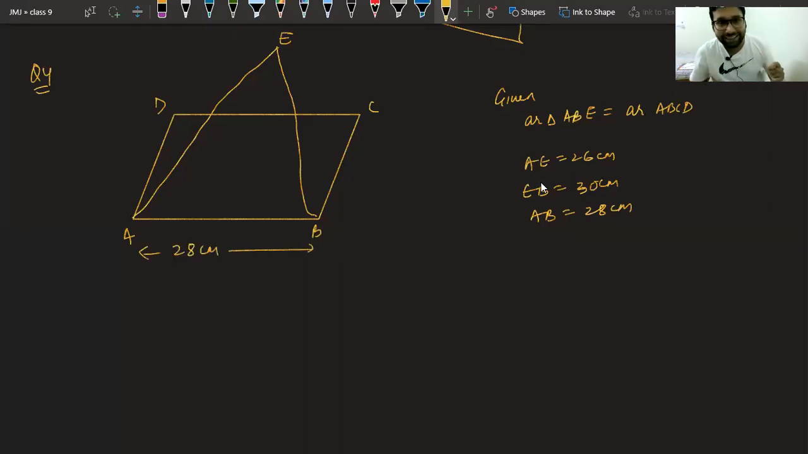Now class, tell me, how will you find the height of the parallelogram? We want to find the height of the parallelogram. Please tell me, how will you find the height of the parallelogram?